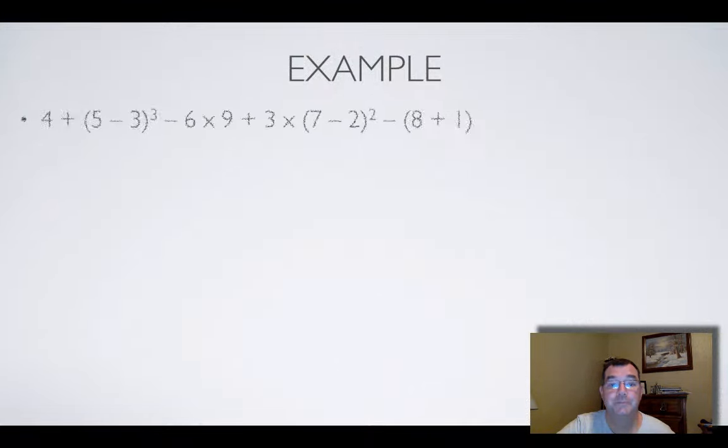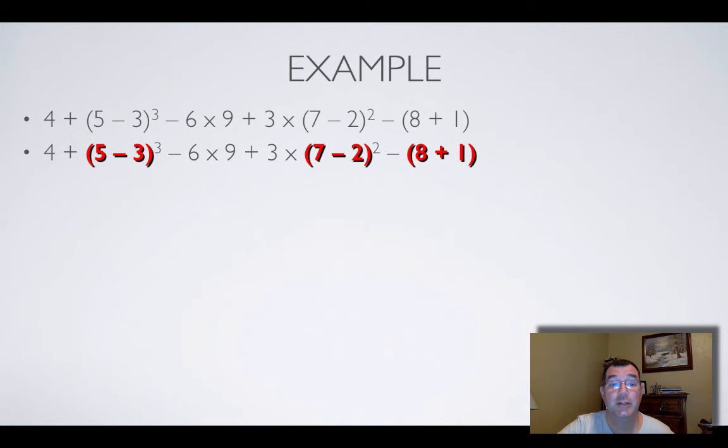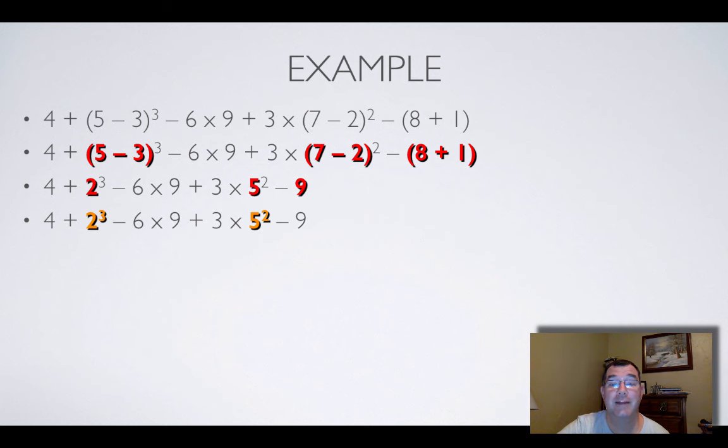So for example, if we have this long expression here, there's a lot of operations in there, but I think I've incorporated a little bit of everything. So the first thing I'm going to do is look at those parentheses, the 5 minus 3, the 7 minus 2, the 8 plus 1. If I simplify those, the 5 minus 3 becomes a 2, the 7 minus 2 becomes a 5, and the 8 plus 1 becomes a 9. So now I can focus on the exponents, and I've got two of them. I've got 2 raised to the third and 5 raised to the 2. So if I simplify 2 to the third, that becomes 8, and 5 squared becomes 25.